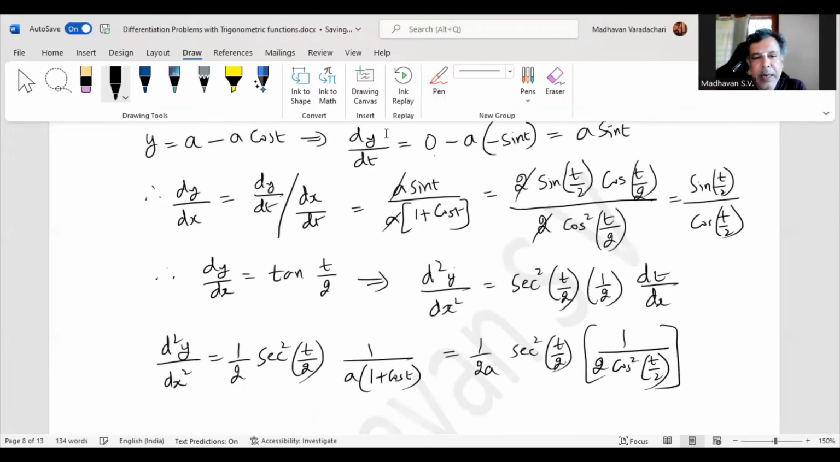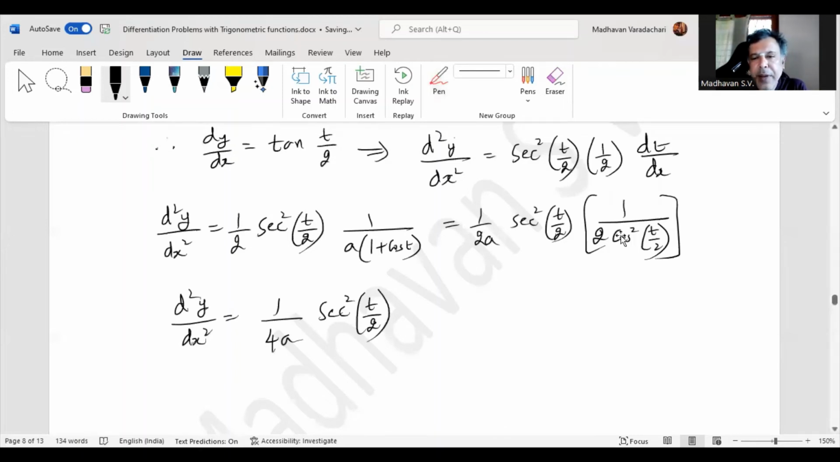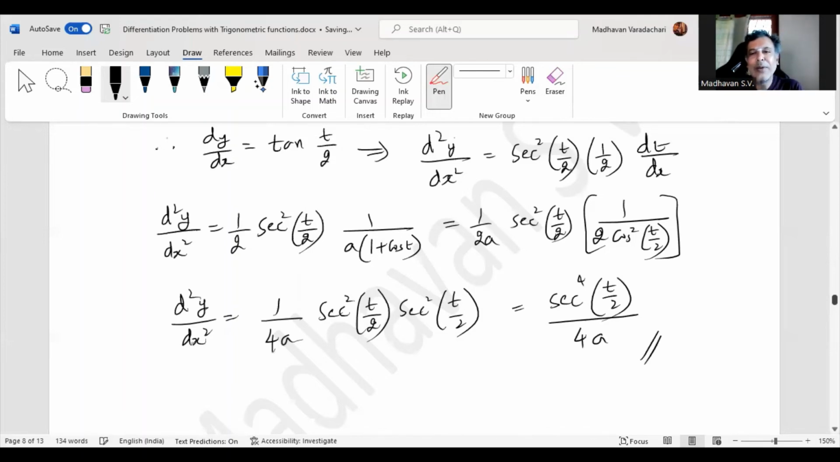So we will get now d2y by dx square, that is second derivative, as 1 by 4a. Here we have secant square of t by 2. And if I take this cos square t by 2 to the numerator, it becomes the secant square of t by 2 again. So ultimately we get secant to the power of t by 2 divided by 4a. That will be the second derivative for this particular function.